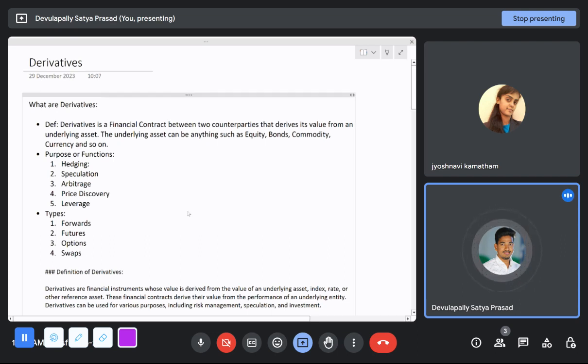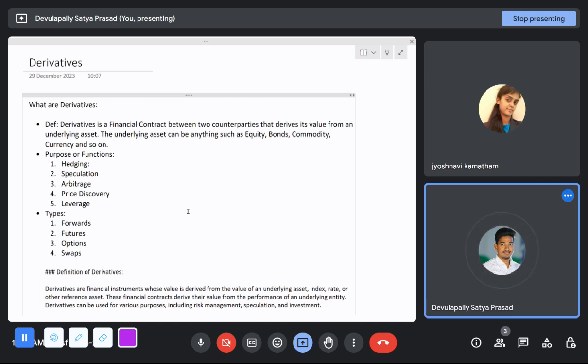So first of all, I want to start with what a derivative is all about. A derivative is nothing but a financial contract between two parties, and the value of the derivative contract derives from the underlying itself. The underlying asset can be anything: traditional securities like equities, bonds, commodity, or currency, and it can also be an index. So this is the basic definition of a derivative.